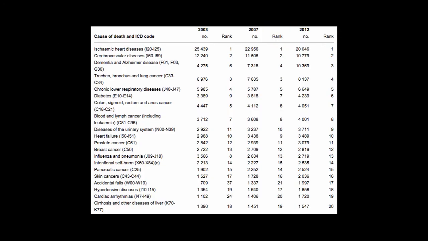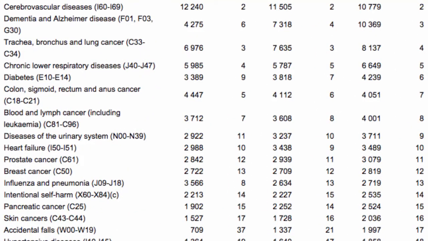From the Australian Bureau of Statistics, the third leading cause of death was dementia and Alzheimer's disease. Along with that, the 14th leading cause of death was intentional self-harm, which we can see is a pretty big deal in Australia. So how can optogenetics solve this problem? So how does optogenetics work?